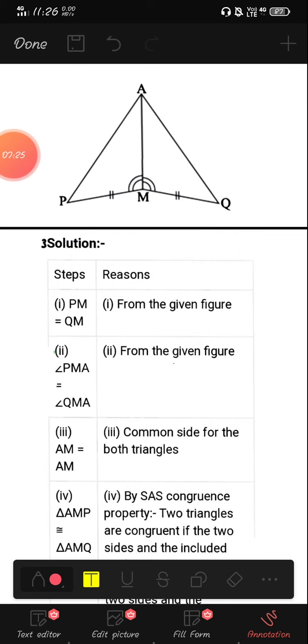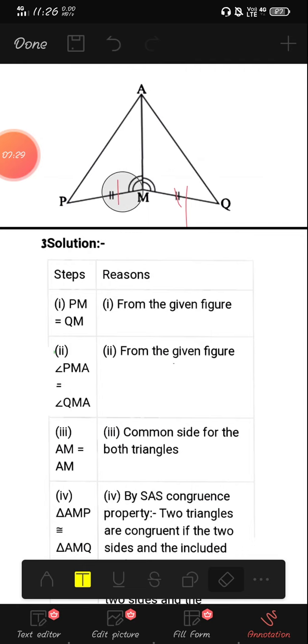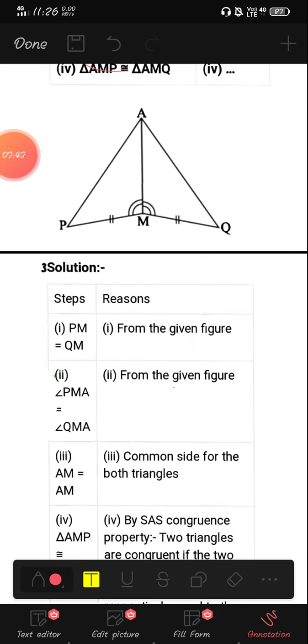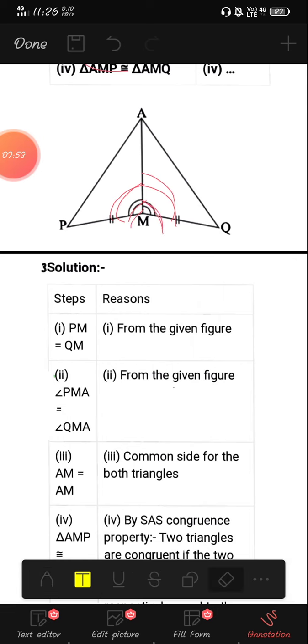We can see in the figure that this line is equal to this line, so we will write that the reason is it is given in the figure. In the second step, it is written angle PMA is equal to angle QMA. We can see from the diagram that angle M is common in both the triangles and it is also equal because this has two lines and this also has two lines. That means in both the triangles the value of angle M is the same.